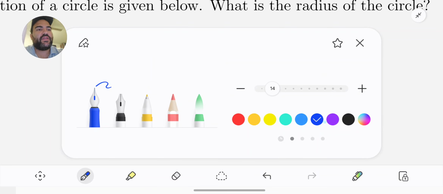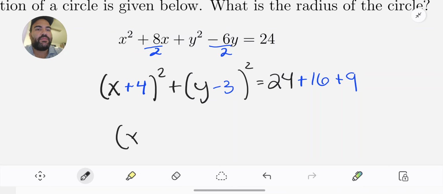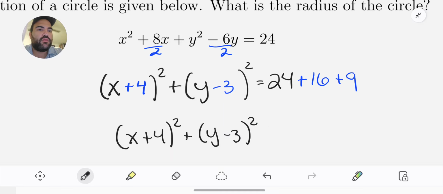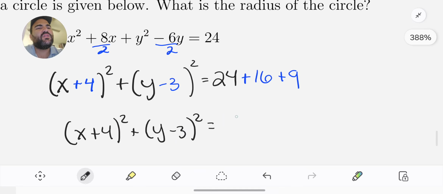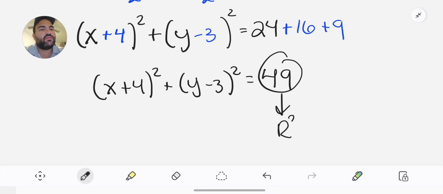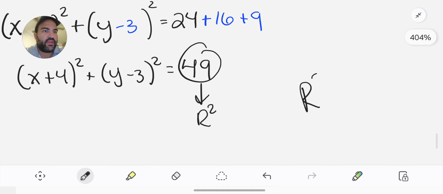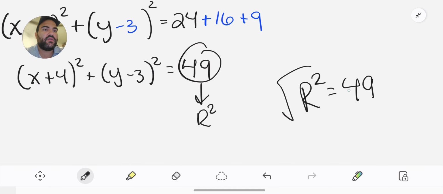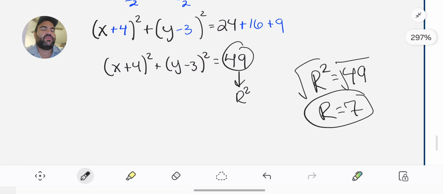And then we're going to write what we have, clean it up. So we're going to copy and paste to the left. All that equals, let's do some mental math, 49. There it is. And the radius comes from this term. So the circle formula, this term right here is actually r squared. So the way to find the radius is you could just square root it. Done. The radius is 7.